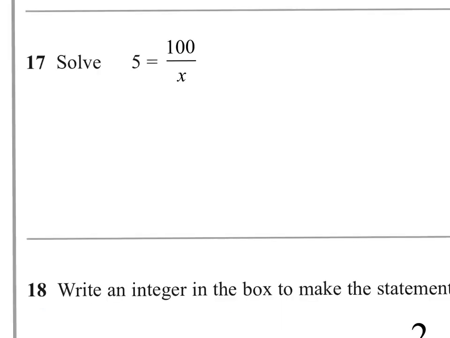Question 17. Solve 5 equals 100 divided by x. Well, if we multiply both sides by x, that will give us 5x equals 100. And then if I divide both sides by 5, that will give me x equals 20.